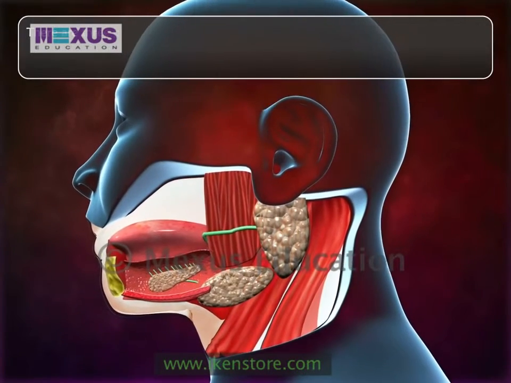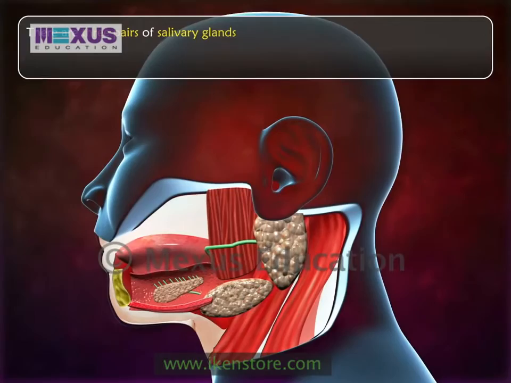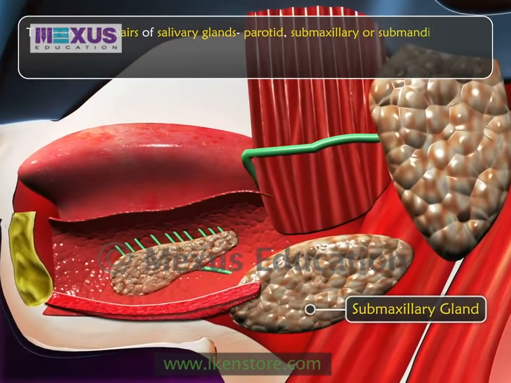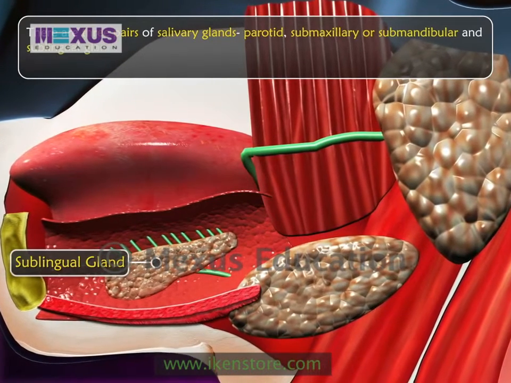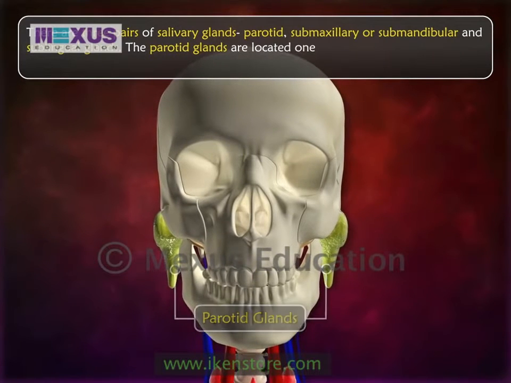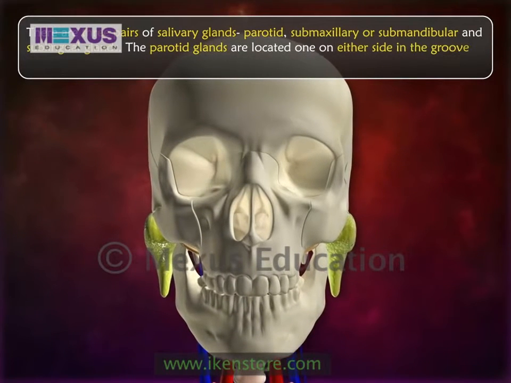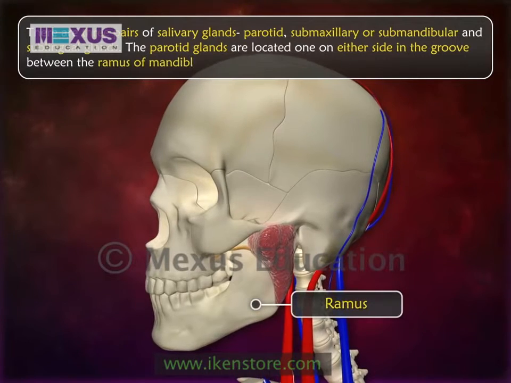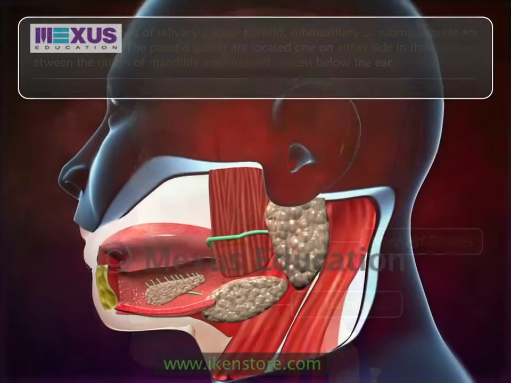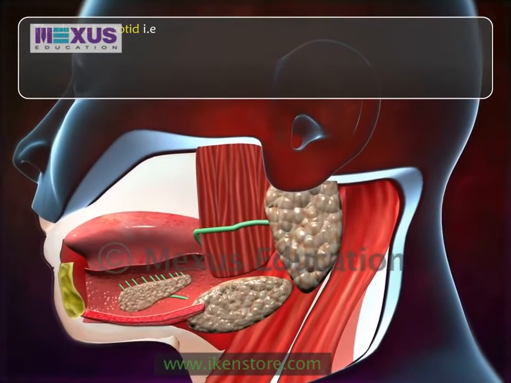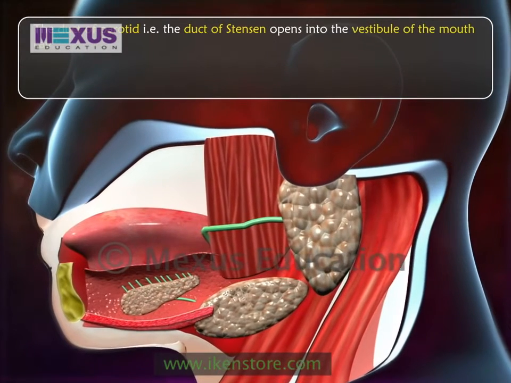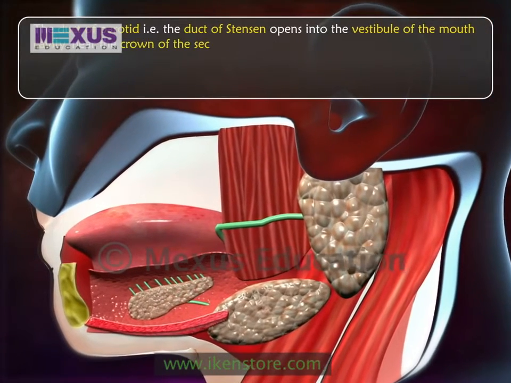There are 3 pairs of salivary glands: parotid, submaxillary or submandibular, and sublingual glands. The parotid glands are located one on either side in the groove between the ramus of mandible and mastoid process below the ear. The duct of parotid, that is, the duct of Stenson, opens into the vestibule of the mouth cavity near the crown of the second molar tooth.